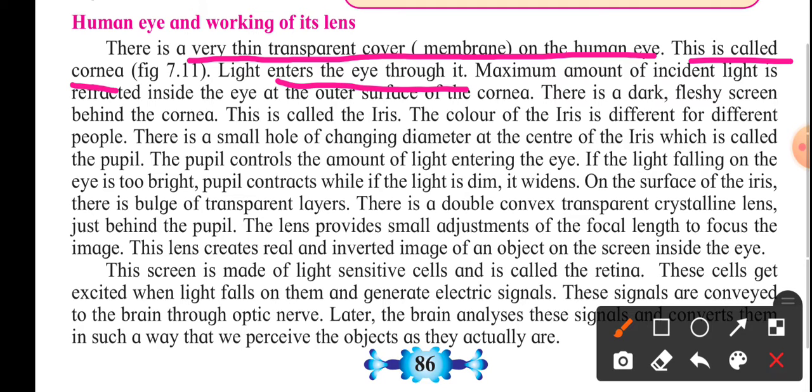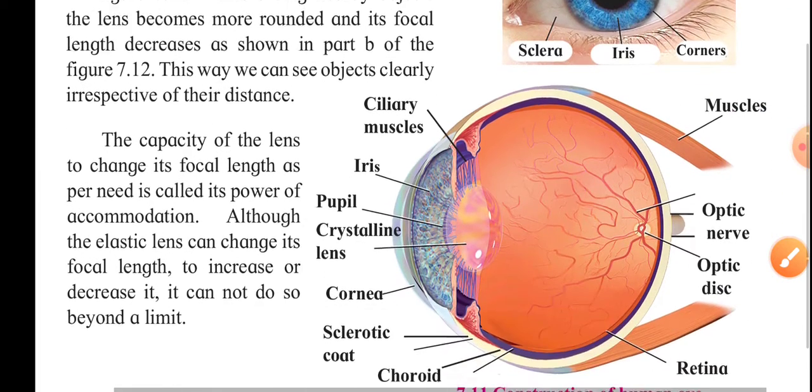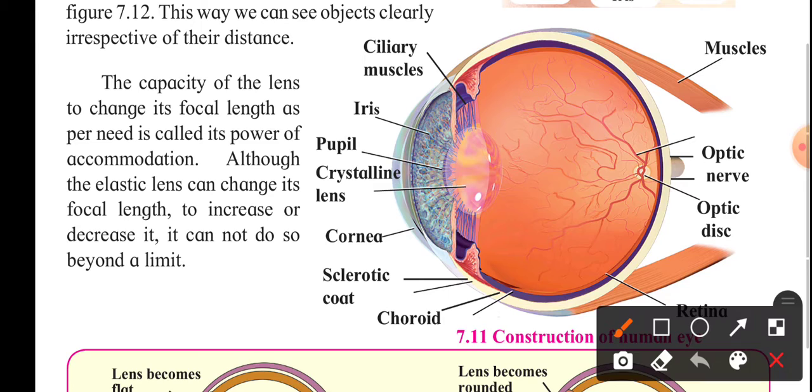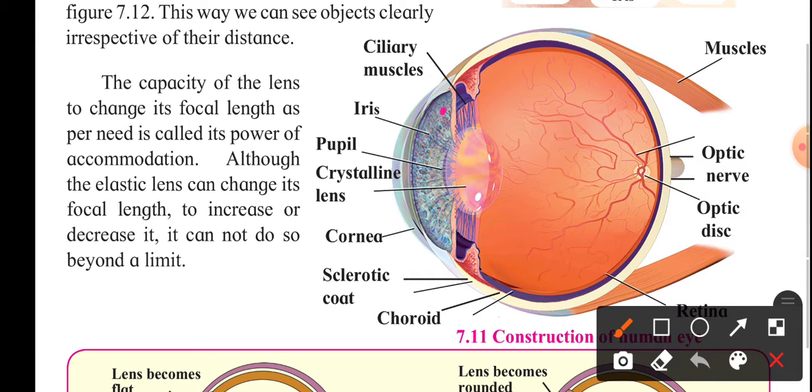There is a dark fleshy screen behind the cornea. This is called the iris. If you come to this particular part, you can see here we have the cornea. This layer is called the cornea. And then after that we have the iris muscles. You can see these iris muscles. This particular section is the iris muscle, which helps in taking the light into the human eye.